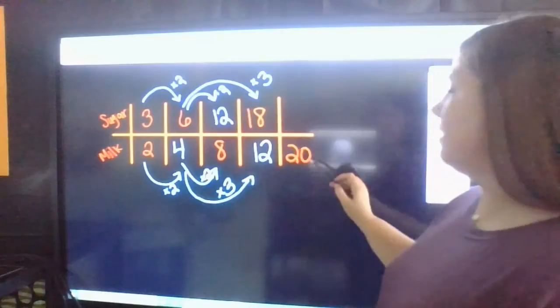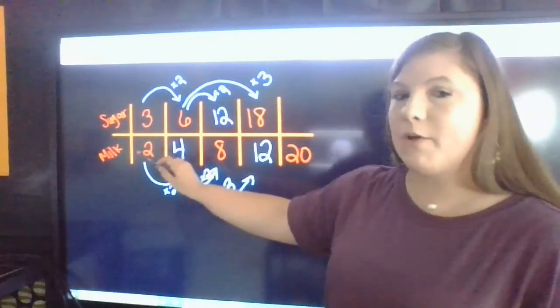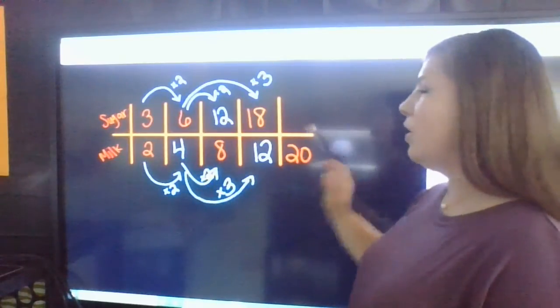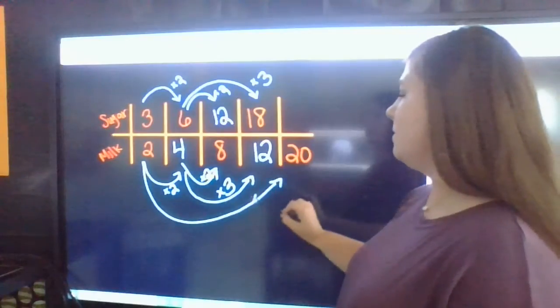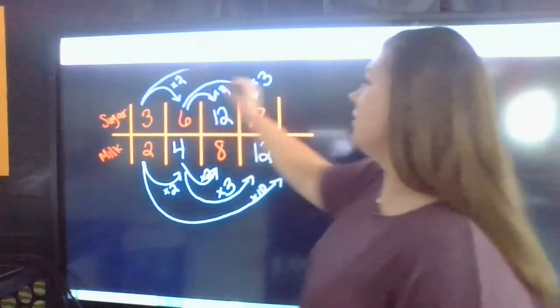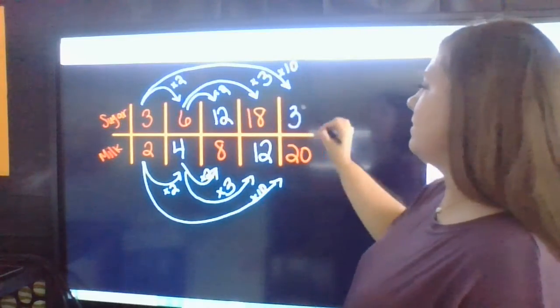And now I need to build for 20. So I'm going to go back to my 4 or my 2 because I know that those multiplication facts are going to get me to 20 easier than the 8 or 12 would. So 2 multiplied by 10 is 20. Go back to the sugar. 3 multiplied by 10 is 30.